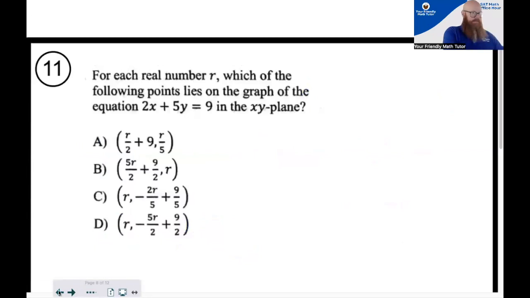All right, number 11. We're getting there. Okay. So here is an interesting problem. I like this one because they don't really go over this much in school. They're saying which of the following points lie on the graph of the equation in the xy plane for each real number r. It kind of comes from an infinite solution type problem, but usually in school you just say there's infinite solutions. They don't make you give the coordinate pair. So it's a coordinate pair that represents every solution on a line.